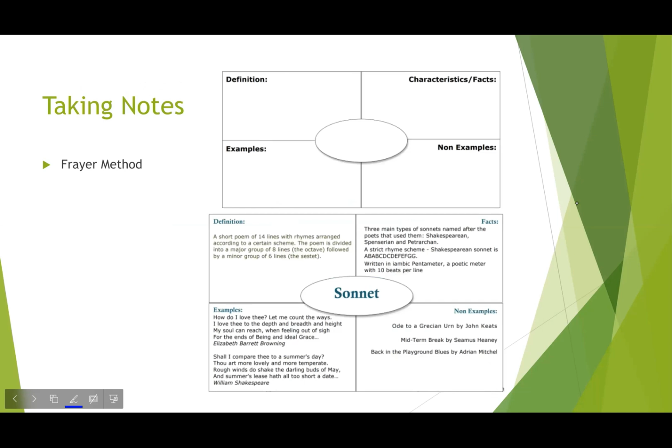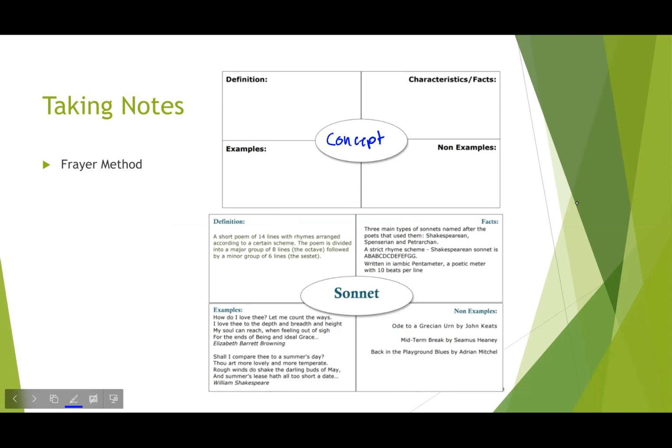So this is another note-taking method that another tutor introduced me to, and I think it's great. So what we've got is we've got a box with 4 sections, and then we've got a concept or a keyword in the middle, and it breaks it down into different pieces of that concept.